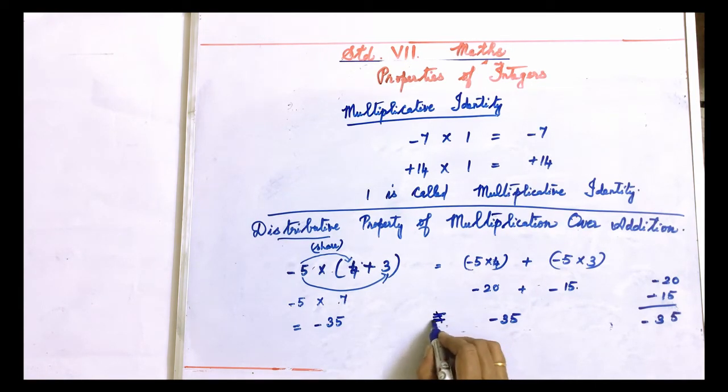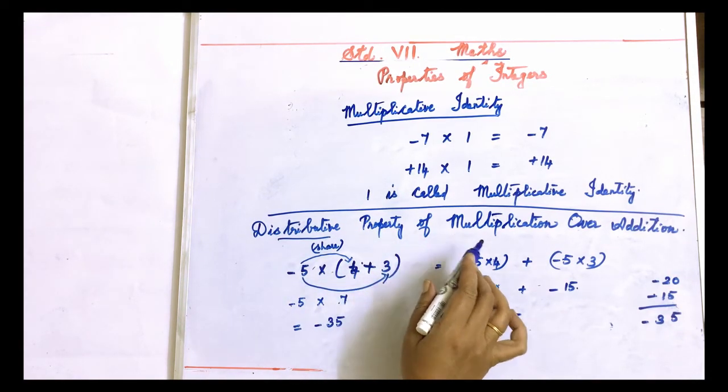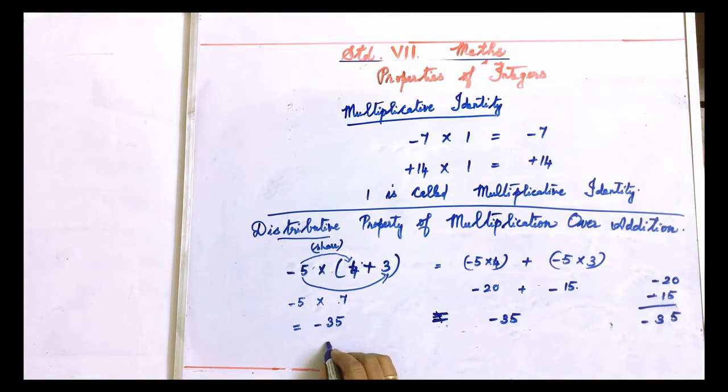Equal. So this property is called the distributive property of multiplication over addition, or we can say A into B plus C is equal to A into B plus A into C.